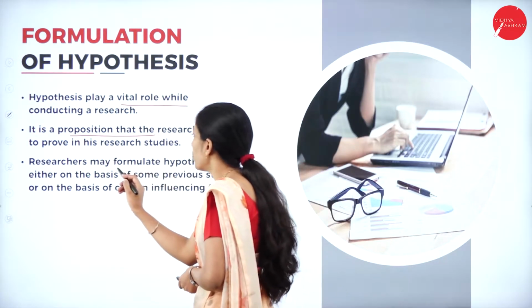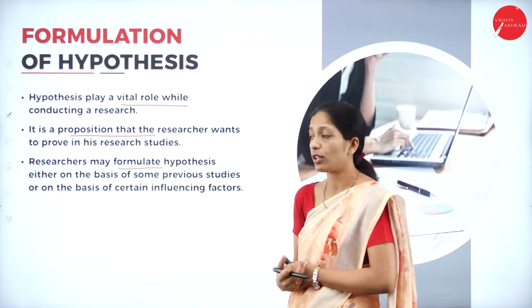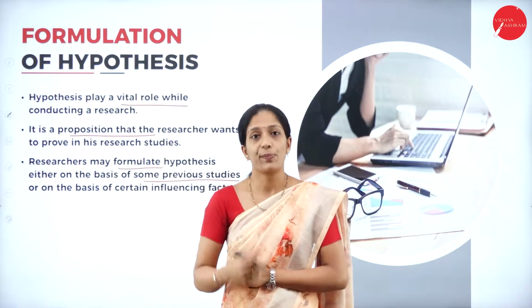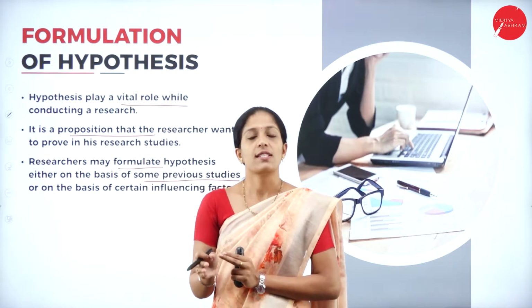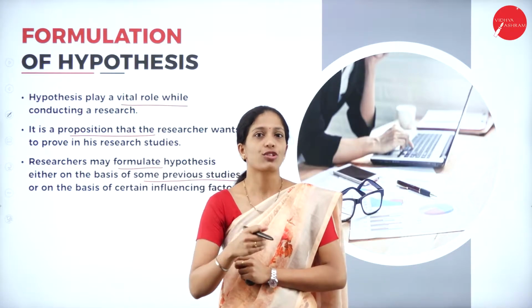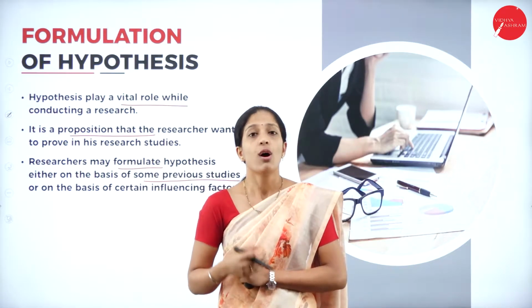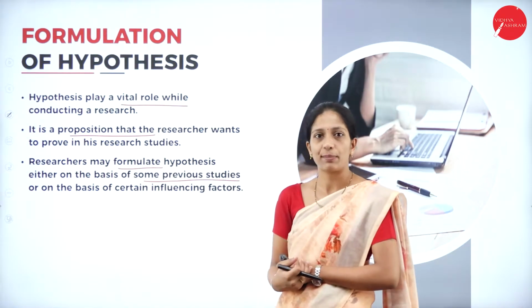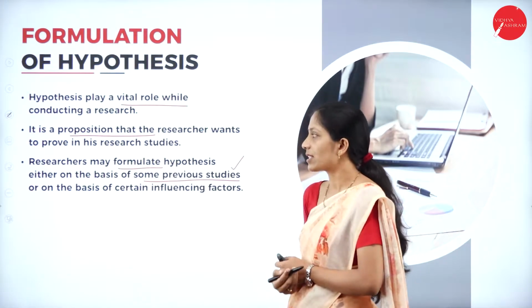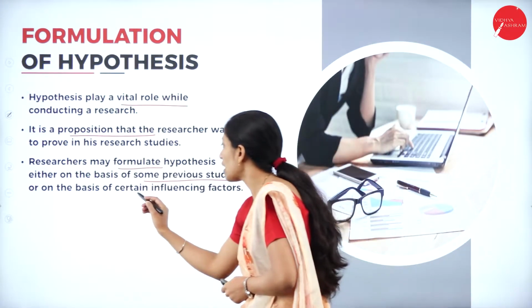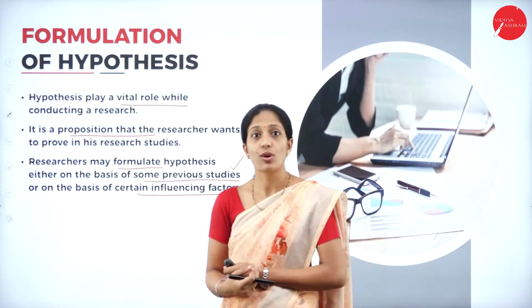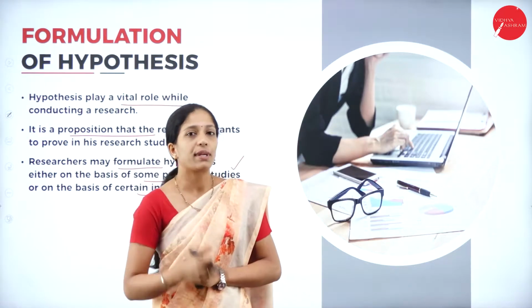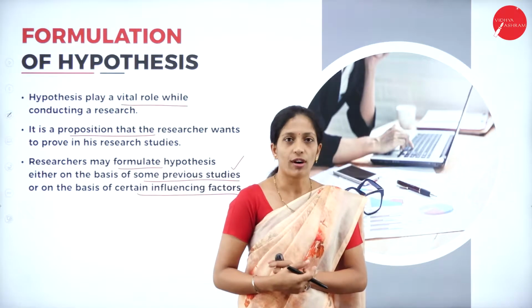Researchers may formulate hypothesis either on the basis of some previous studies. Yesterday we discussed on the basis of what a hypothesis can be created. Hypothesis can be created on the basis of the own experience of the researcher, or from his previous study, or through observation also he can create the hypothesis. So, how can the hypothesis be formulated? It can be formulated through previous studies or on the basis of certain influencing factors. We have discussed those influencing factors in a previous session. As I have told you, hypothesis can be created by the researcher in the form of observation.